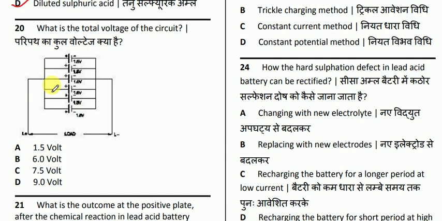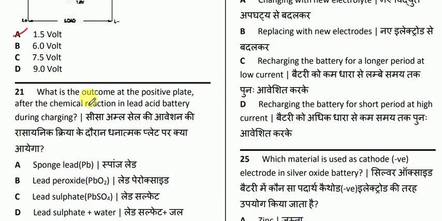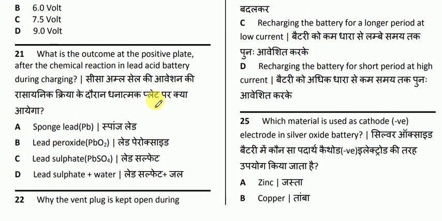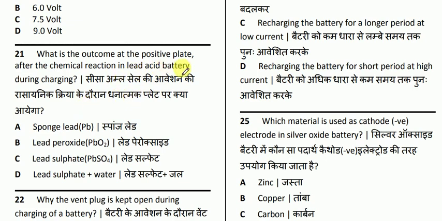And coming to the 20th question. What is the total voltage of the circuit? Here each cell is 1.5 volts and they are all connected in parallel. Commonly in parallel the voltage is the same. So the answer is 1.5 volts. Coming to the 21st question. What is the outcome at the positive plate after the chemical reaction in a lead acid battery during charging? So the right option is lead peroxide, that means PbO2.